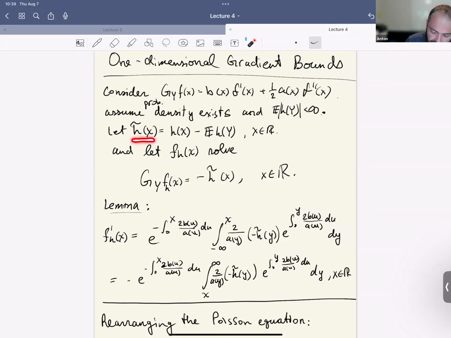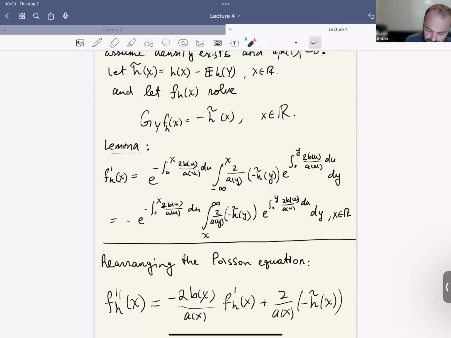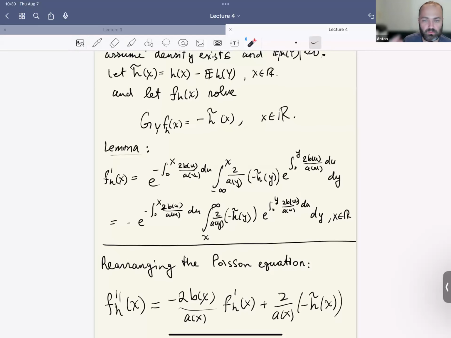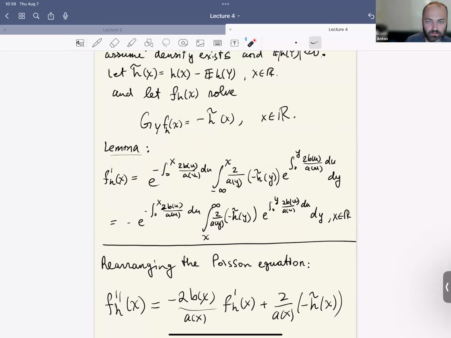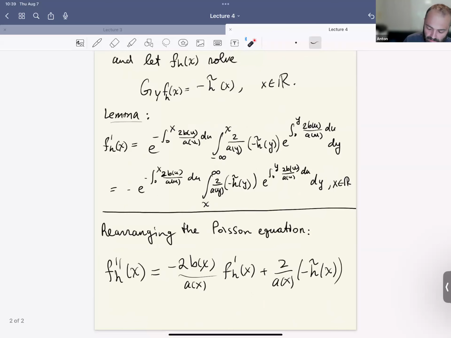To save some space, I'm going to define H tilde to be the centered version of H of X around its mean. And I consider the Poisson equation. And this is where we left off last class. I gave you a lemma saying in the one-dimensional case, this thing is an ODE. I believe it's the method of variations. I'm not too strong on ODEs, but if you're wondering how anyone ever came up with this closed form, it's basically basic ODE stuff. And there are two forms, number one, number two. Just to recap, the difference really is inside of the integration limits.